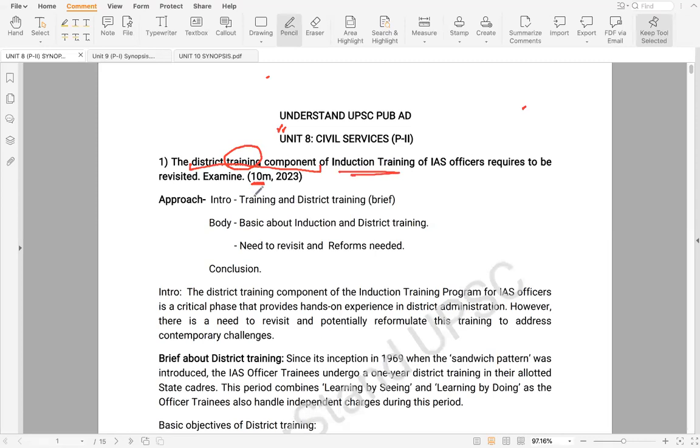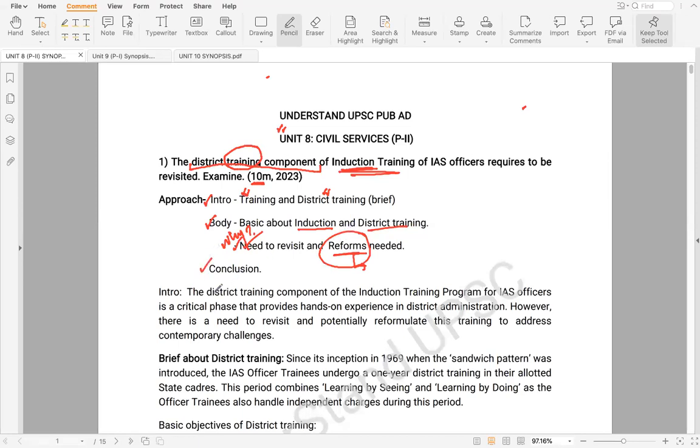Yes. Okay. So we'll be covering the answer in the standard introduction, body, conclusion format. In the introduction, we'll try to cover the basics of training and then dive deep into what district training is. In the body, because they're talking about induction training and its subcomponent, which is district training, we'll talk about induction and district training. Thirdly, we'll talk about why there's a need to revisit it and what can be done to revisit it, in the sense of what changes we will require, right?